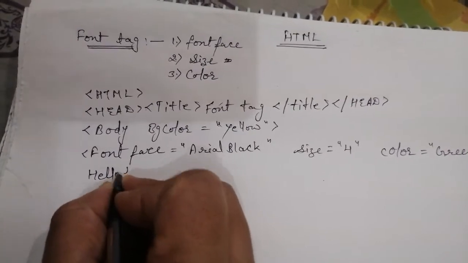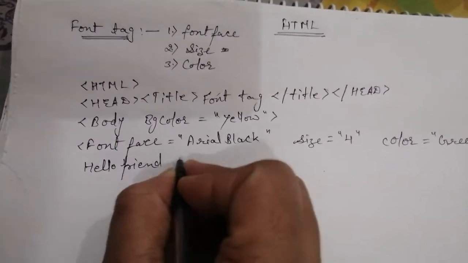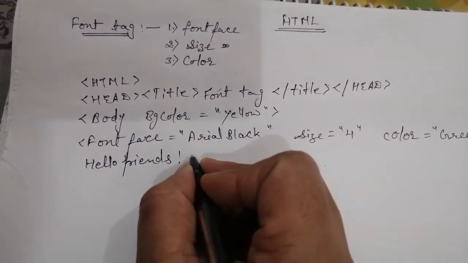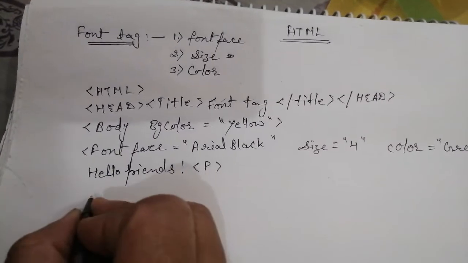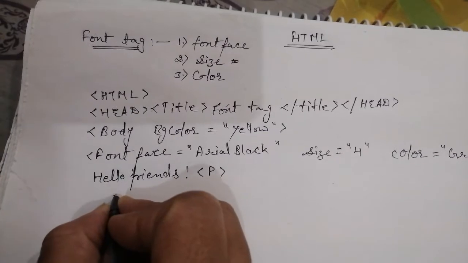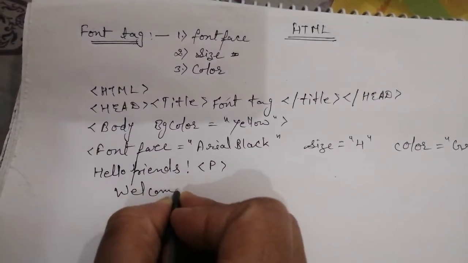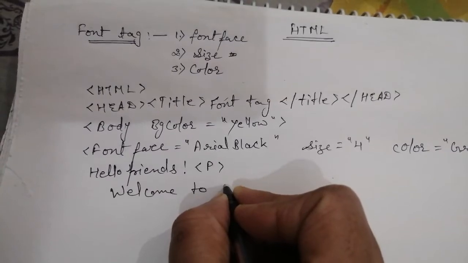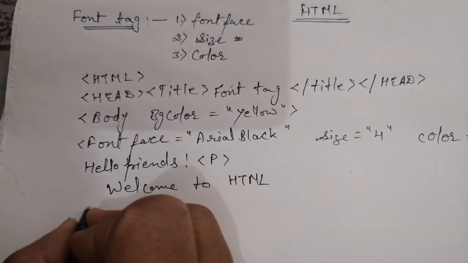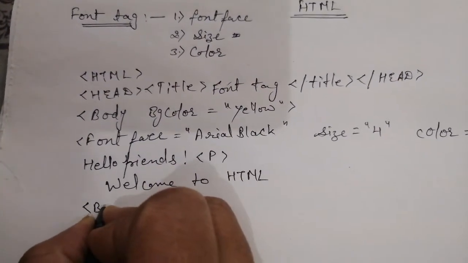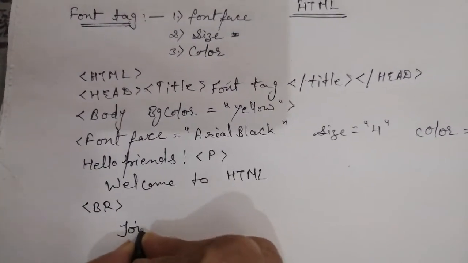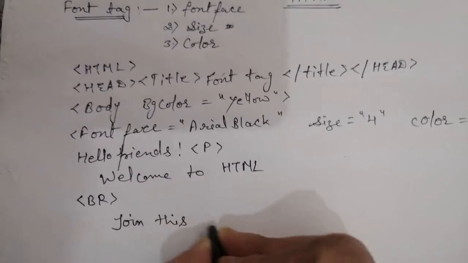Hello friends. I am using here p tag for making a paragraph. Welcome to HTML. Then I am using here a BR tag. BR for break. Join this class.